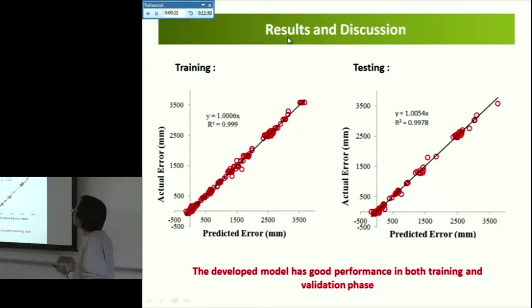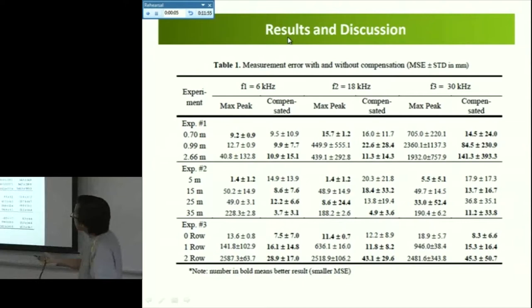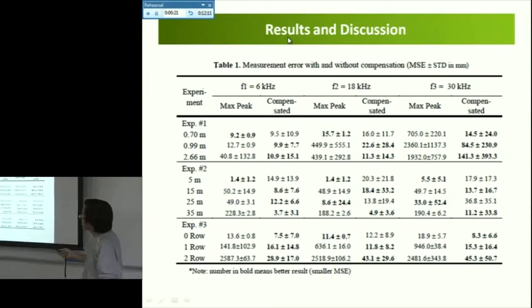This is the result. So in all the experiments we did, this is the error we get by using the maximum peak detection method, and this one is the result we obtain by using the compensation method. You can see here, in many cases, the compensation method can perform very well, and it generates less error than the current system, the maximum peak detection method, like this. Maybe too many numbers here, but this is the result.